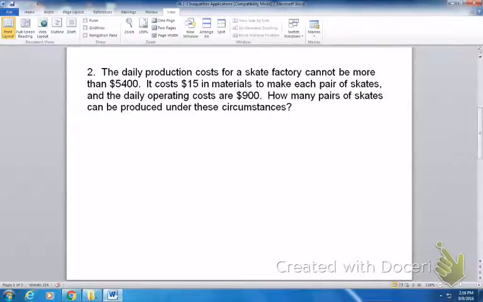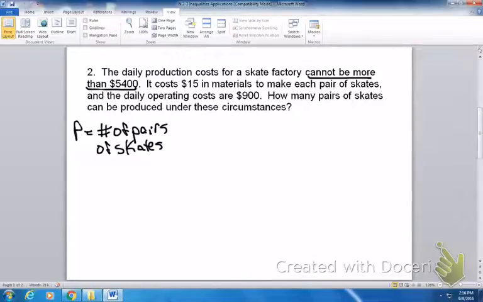The daily production cost for a skate factory cannot be more than, I'm going to go ahead and underline that, it cannot be more than $5,400. It costs $15 in materials to make each pair of skates, and it costs $900 just to open up for the day. It says how many pairs of skates can be produced under these circumstances. So I'm going to go over here and label that P equals the number of pairs of skates. You can use X if it makes you feel more comfortable, but at least I know P for pair of skates.